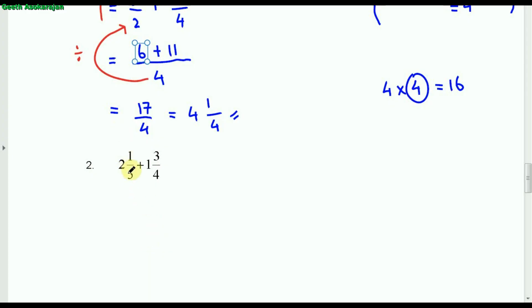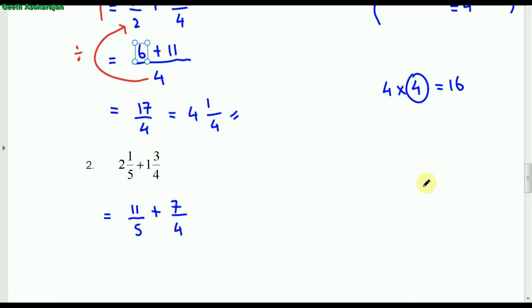Right. 2 1/5 plus 1 3/4. Let's convert both to improper fractions. So 2 1/5, I'll write down that over 5 here. Now for the numerator, 5 times 2 is 10, plus the 1 is 11. Plus in the middle. Let's do the same for the second fraction. I'll write down that over 4 here. 4 times 1 is 4, plus the 3, 7.